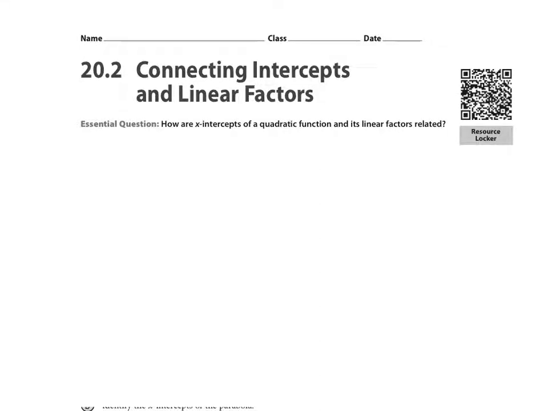Okay, here's our lesson for today. 20.2, we're going to be talking about a different form of quadratic. So we've learned, I guess, two forms so far. We had standard form, which gave us ax squared plus bx plus c. And remember, in standard form, we were able to find the y-intercept and if it opened up or down.